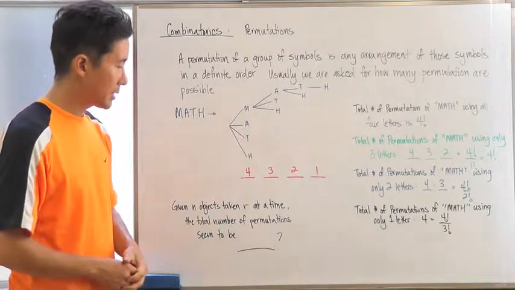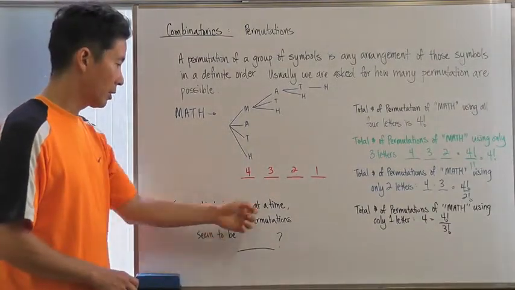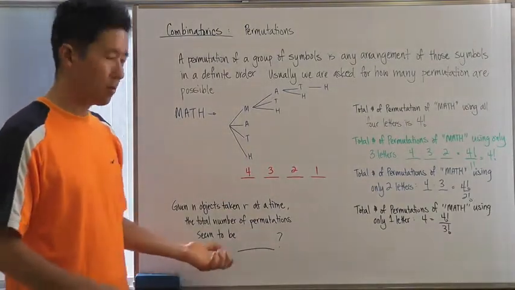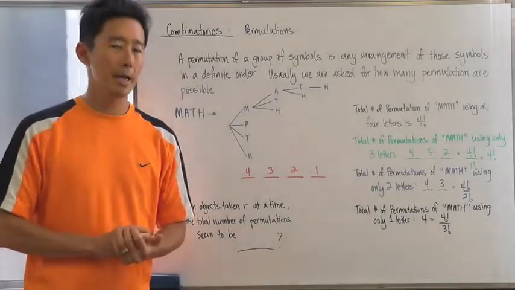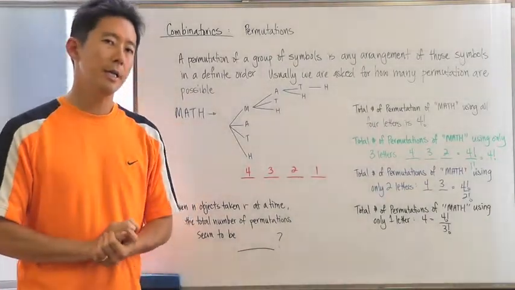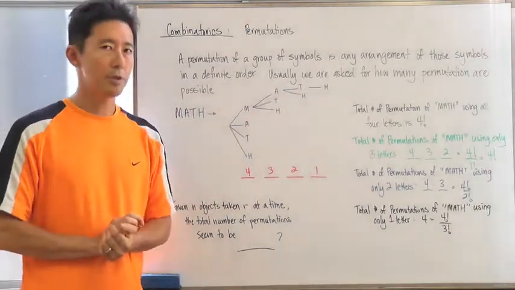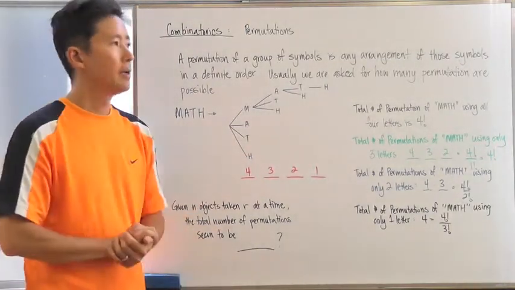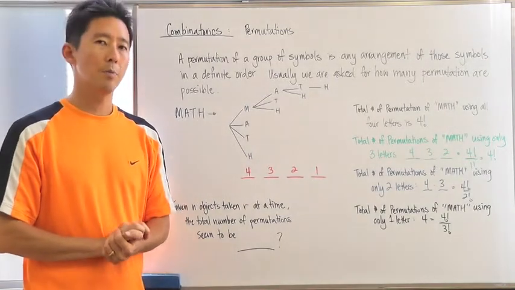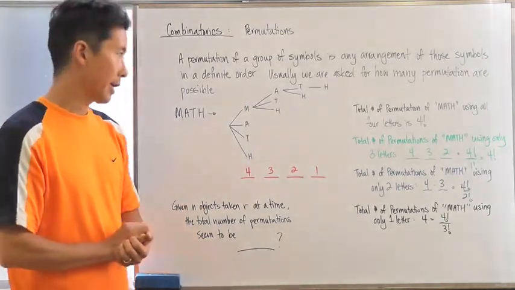So given n objects, taking r at a time, the total number of permutations seems to be what? You go ahead and take a guess, and we'll consider it the next time that we meet in class. Now, some of these questions can get very tricky. This is very basic right now. So we'll take a look at some of those more complicated ones together.